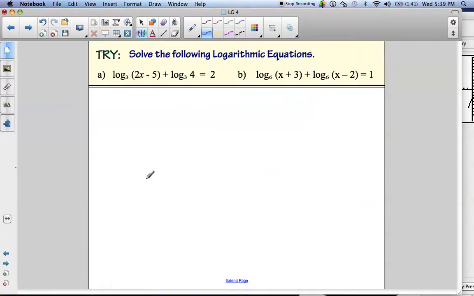All right, so I want you guys to try these 2 questions and see how you do. And you can just pause it and check my answer.